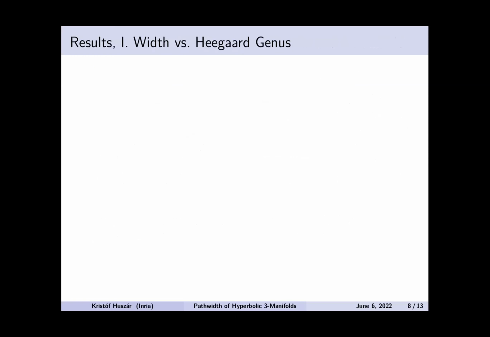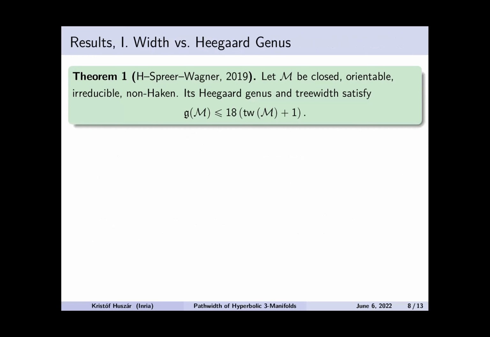So first I would like to cite some results that relate the Heegaard genus to these parameters. A few years ago, with my PhD advisors Jonathan Spreer and Uli Wagner, we managed to show that if M is a closed, orientable, irreducible, and non-Haken 3-manifold, then its Heegaard genus always gives a lower bound on its treewidth by means of the following inequality.